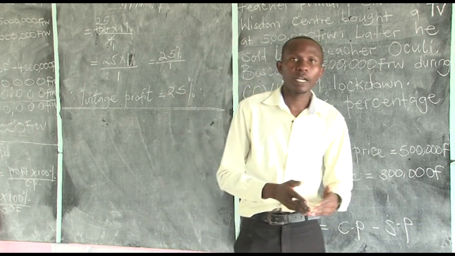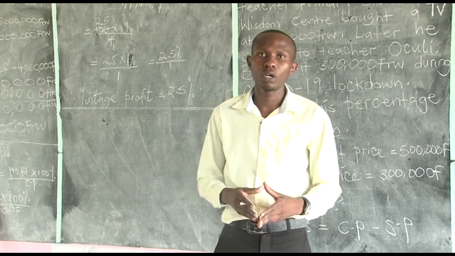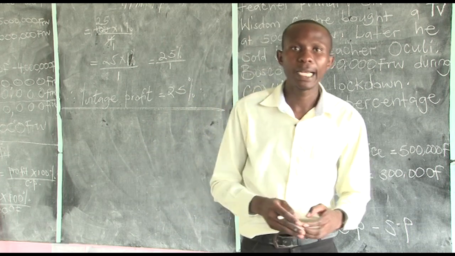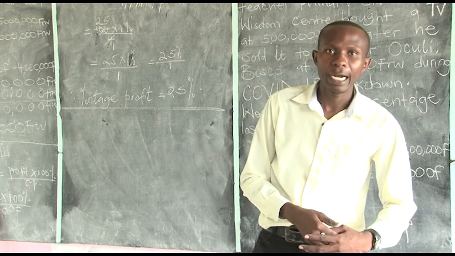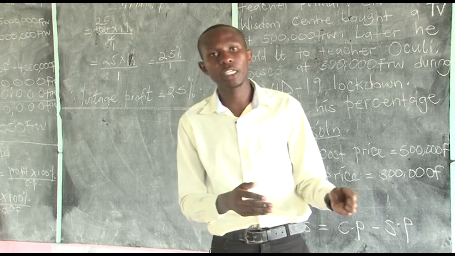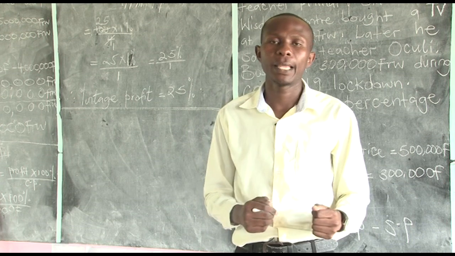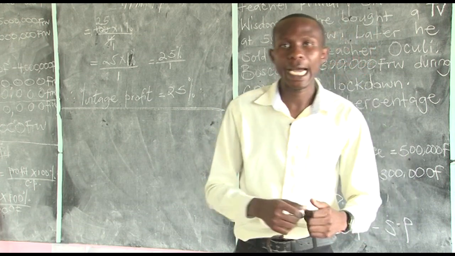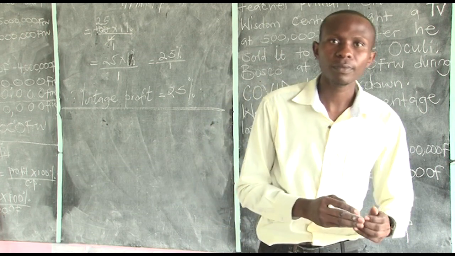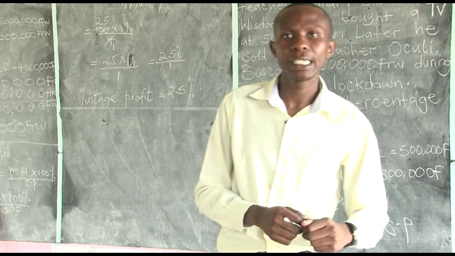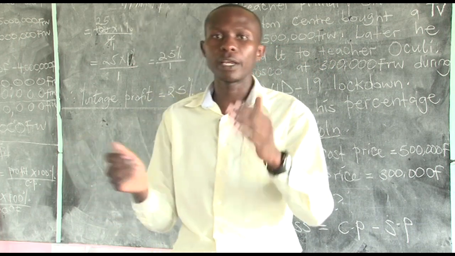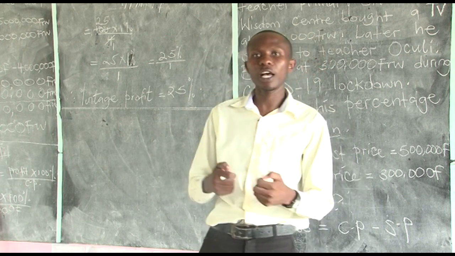Question number two says, Keza bought a dress at 10,000 francs, and later sold it to Nadia at 7,000 francs. Full stop. Calculate the percentage loss Keza made.